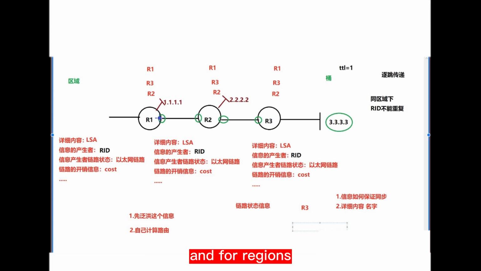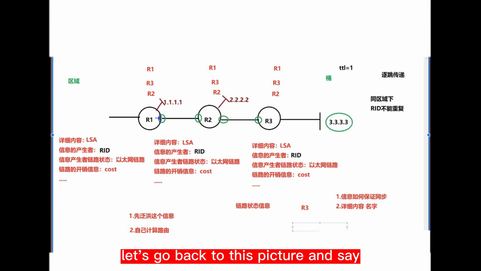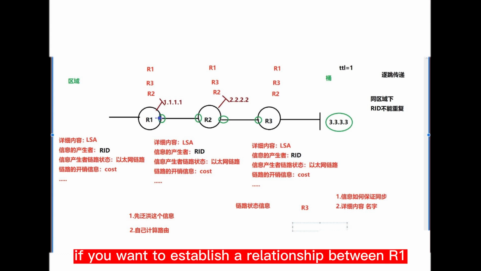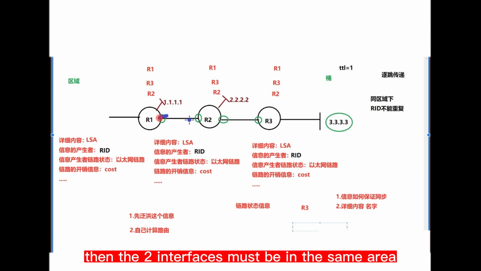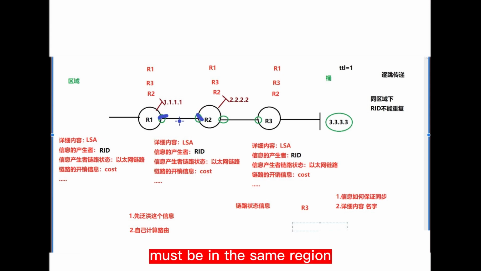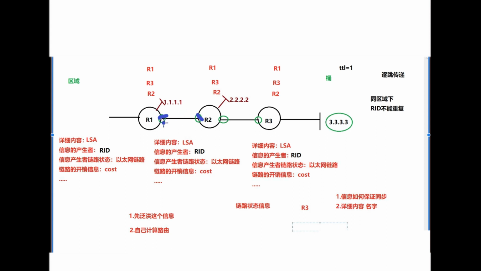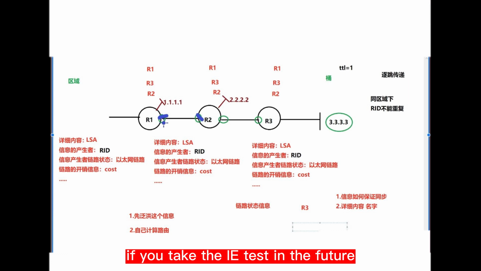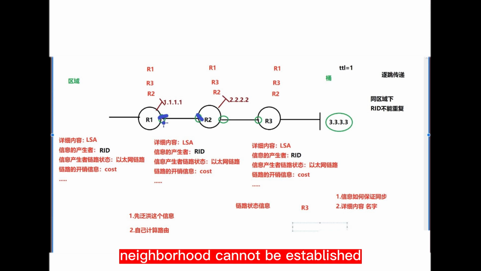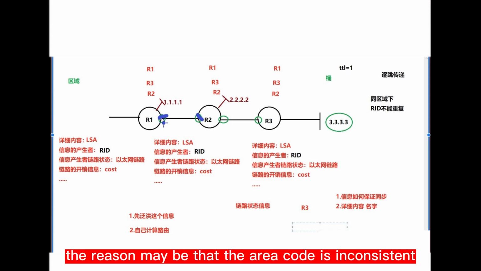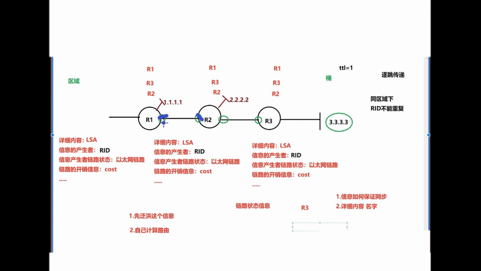And for regions, let's go back to this picture and say, if you want to establish a relationship between R1 and R2, then the two interfaces must be in the same area, must be in the same region. This is a prerequisite for their data to be synchronized. If you take the IE test in the future, there will also be corresponding questions. Neighborhood cannot be established. The reason may be that the area code is inconsistent.